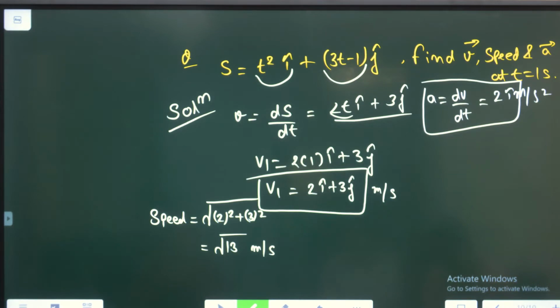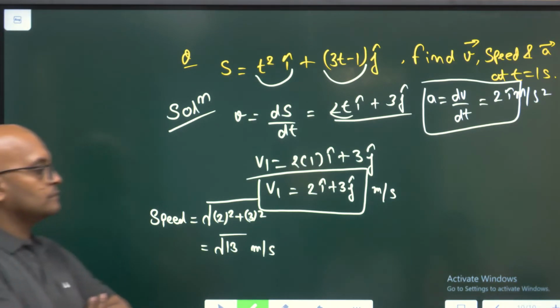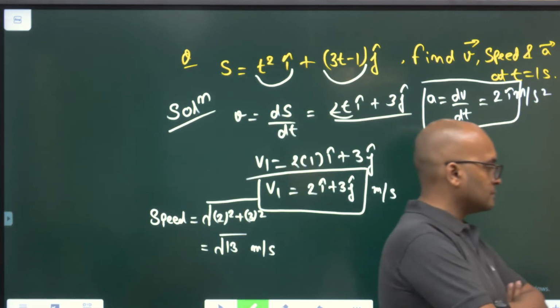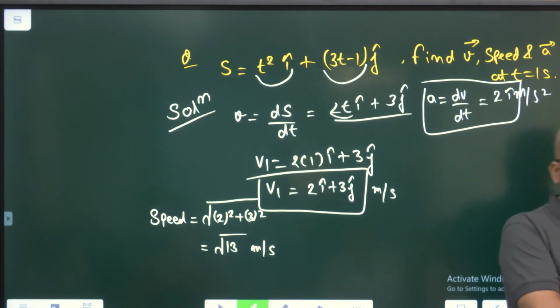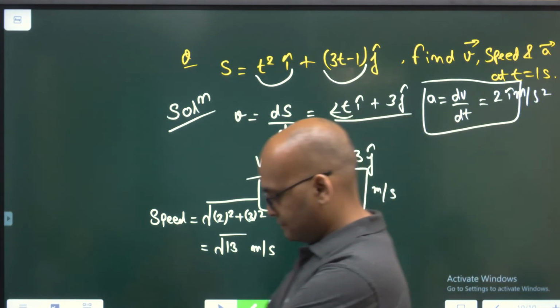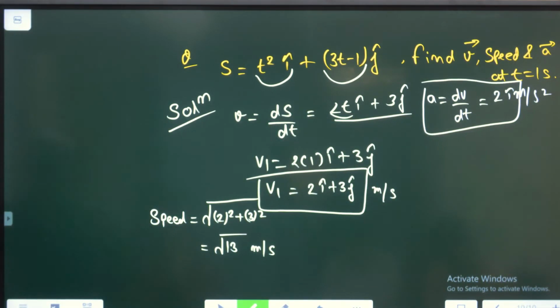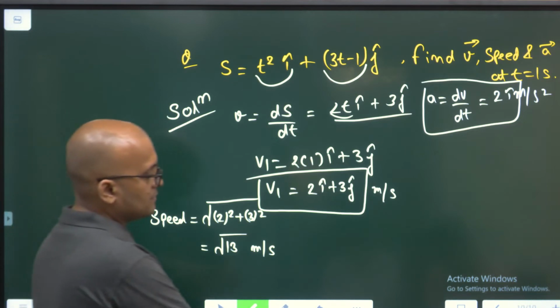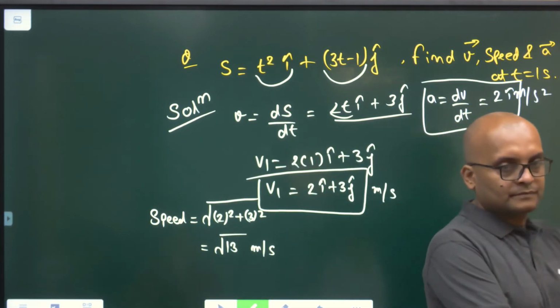Sir, if in the question it's mentioned that the acceleration is 2 meter per second square in the positive x-axis, can we take it? Yeah, obviously you can. It will be absolutely right.